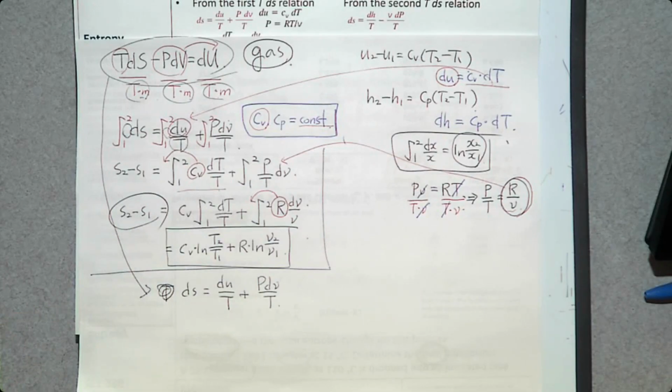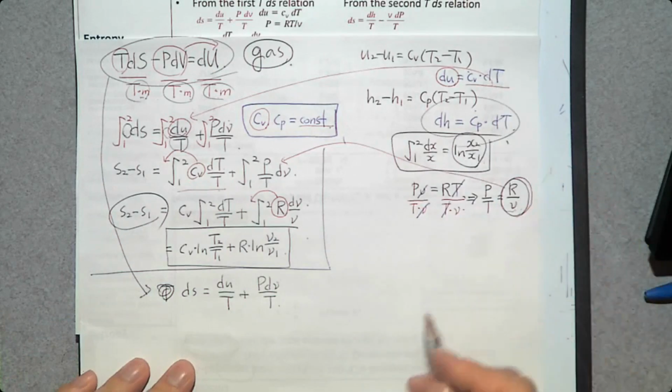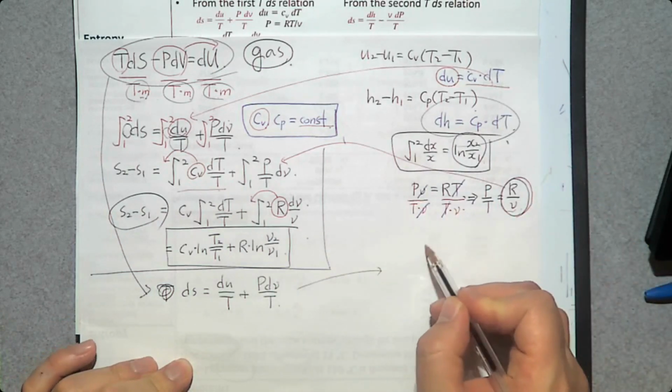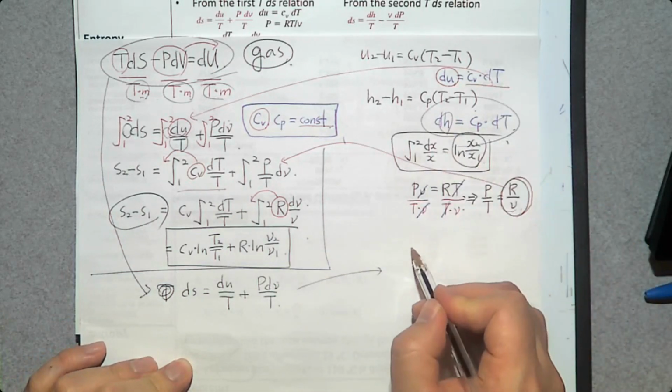If you look at this specific heat equation, we have du is CvdT, and we used it. And there's the other one, dH is CpdT. Can we use that one? Let's see. Maybe there is a way. What is the definition of this H?